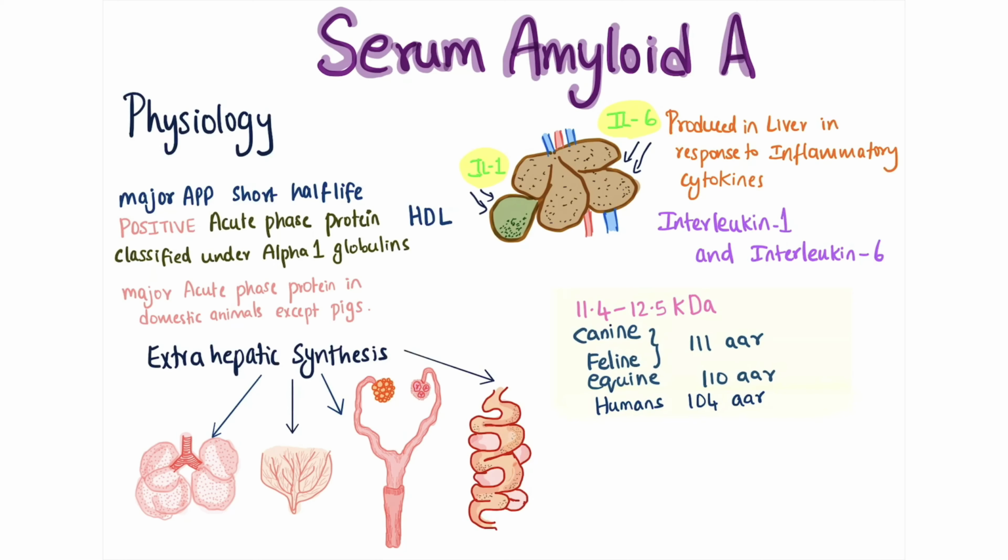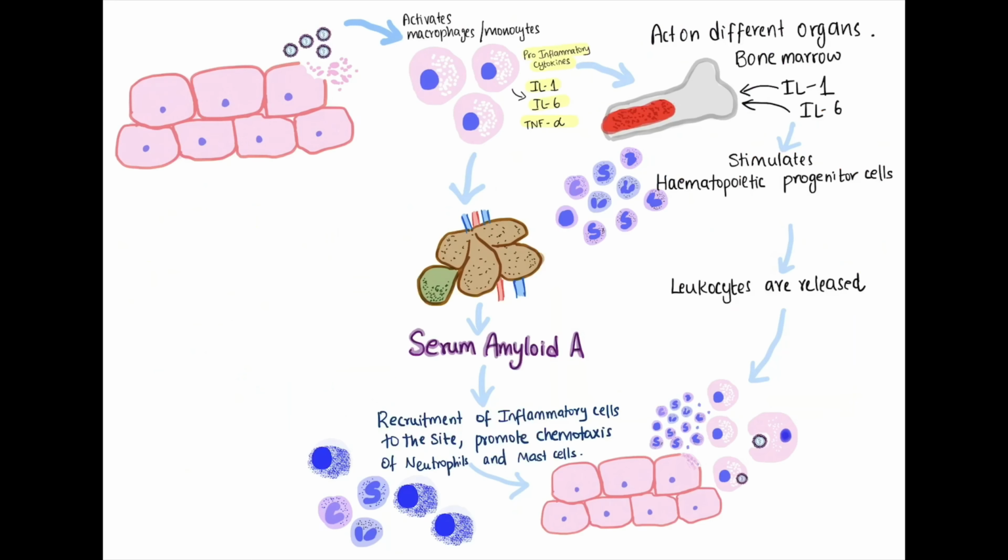interleukin 6 and interleukin 1. Extrahepatic synthesis is also documented in animals, and the organs involved are lungs, mammary gland, uterus.